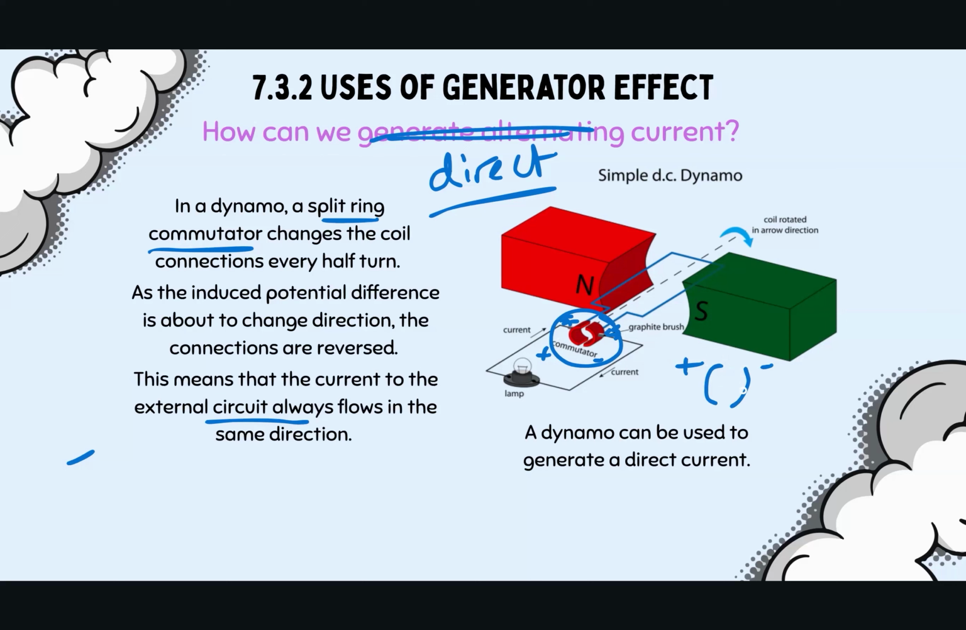So it goes from being plus minus and it flips to being minus plus. Because it does that, the current keeps flowing in the same direction. Even though the coil's voltage is reversing, the split ring commutator flips the wires at the same time. So the current in the external circuit always flows in the same direction.